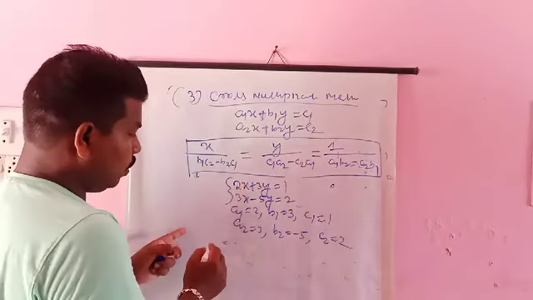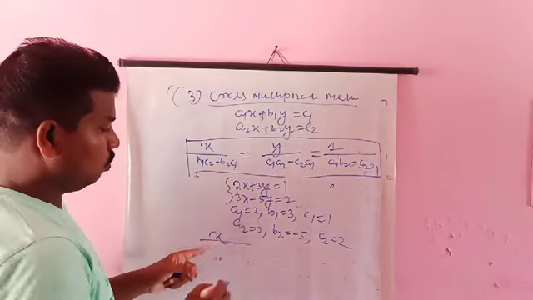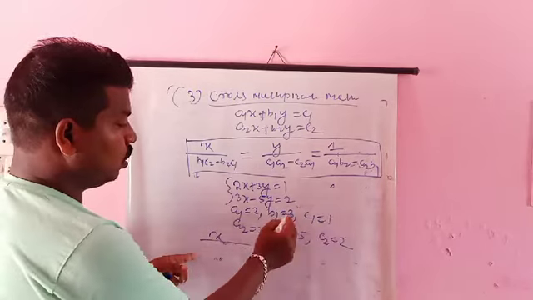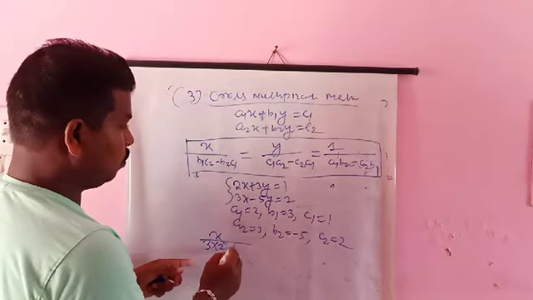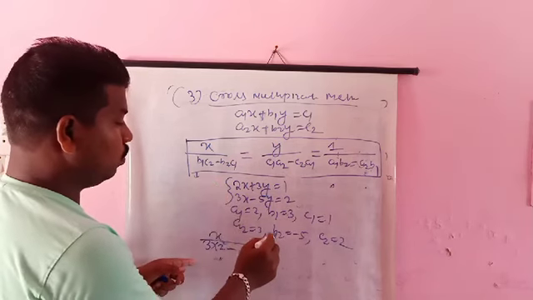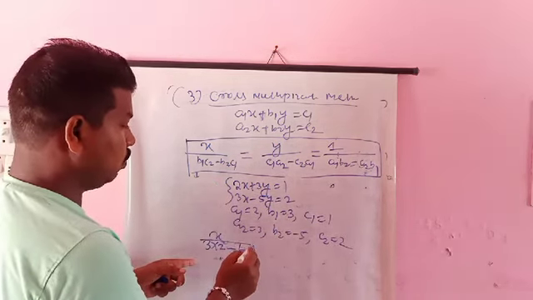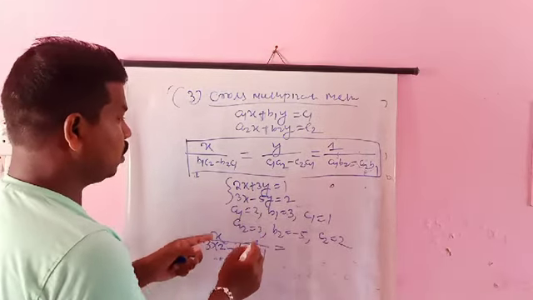Now we have to apply the formula: x by b1 c2 minus b2 c1. b1 means 3, c2 means 2, so 3 into 2, minus b2 c1, b2 means minus 5, into c1, c1 means 1. So the x variable is clear.